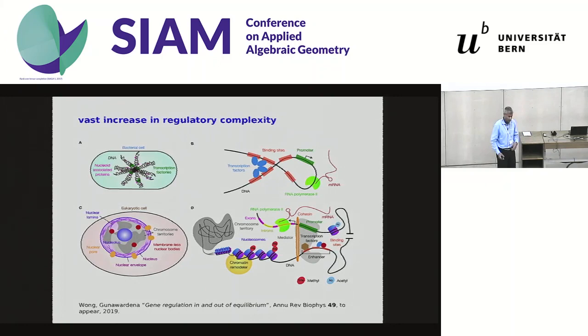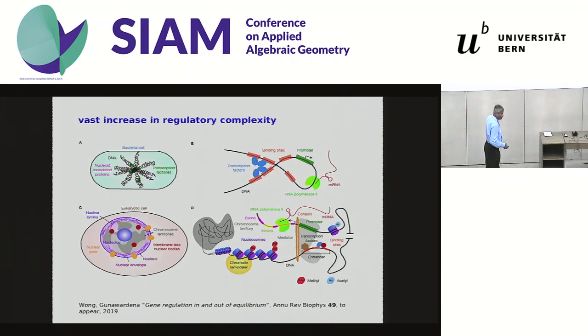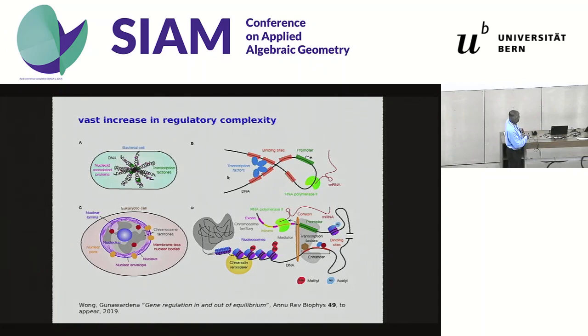What you see is that the nucleus itself is highly hierarchical and dynamically organized. DNA does not occur bare, but it's wound around protein cores called nucleosomes, and that is part of how roughly 3 meters of DNA gets packed into a 10 micron nucleus in a human cell.